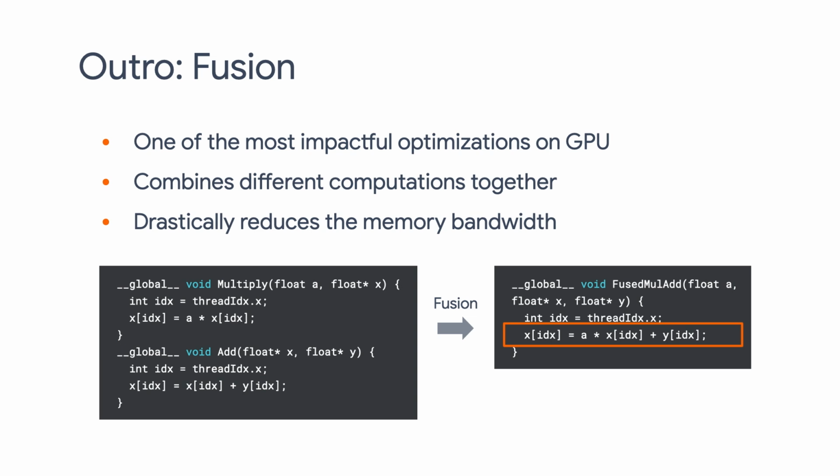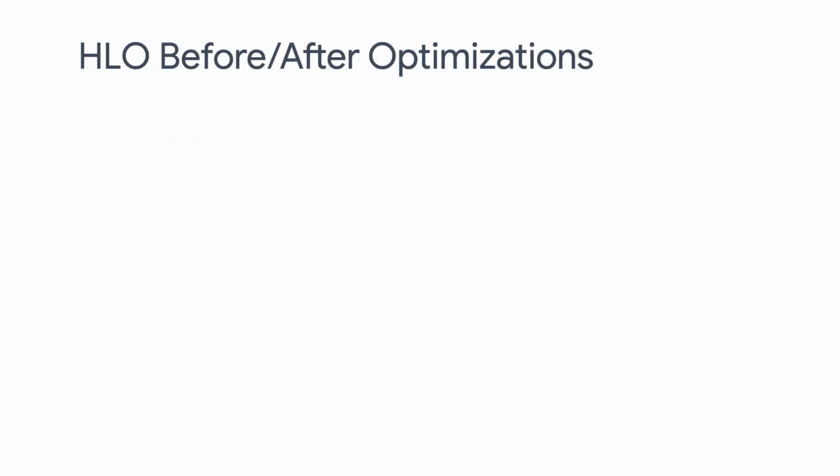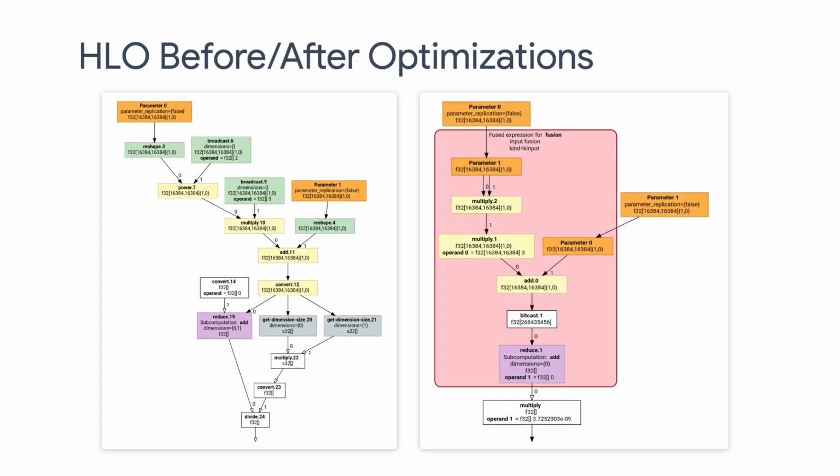Moreover, not only does the fusion optimization reduce the pressure on memory bandwidth, it also reduces the number of kernels which have to be launched, minimizing the kernel launch overhead. Now let's go back to our running example, and let's see how the XLA compiler can optimize it using fusion.